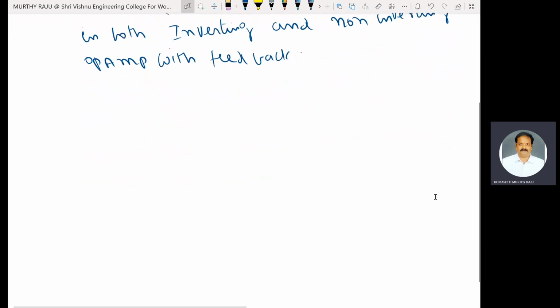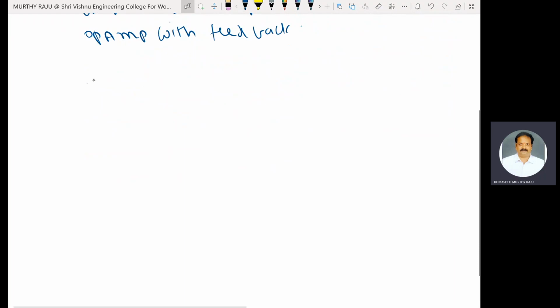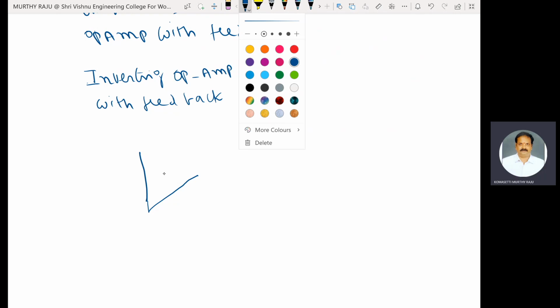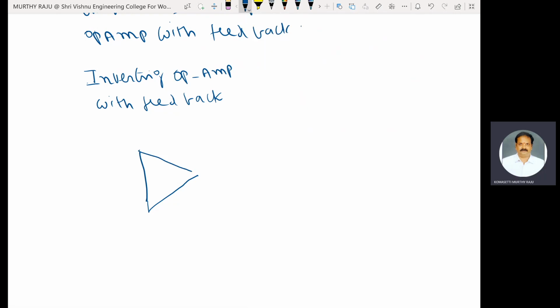First of all, draw the circuit diagram. This one is inverting amplifier, inverting operational amplifier with feedback. This one is the diagram. Minus, plus.